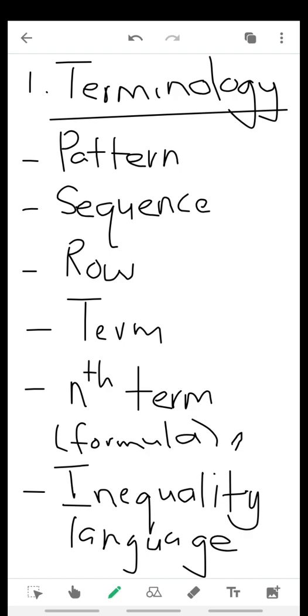Are we together? Now, having said that, we also have what we call inequality language. What are these inequalities? Remember, in grade 11, term 1, we dealt with solving for x. Then we got to a point where we spoke about inequalities, where we looked at symbols like greater than or equal to, less than or equal to, greater than, or less than. These are terms that will be used in your number patterns.